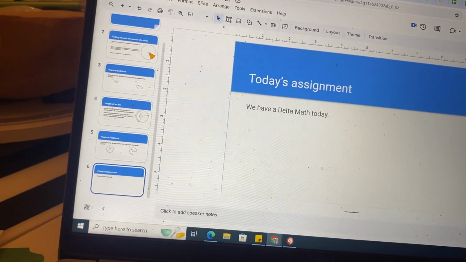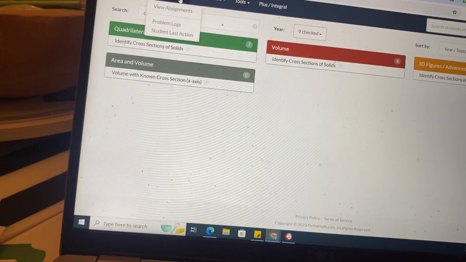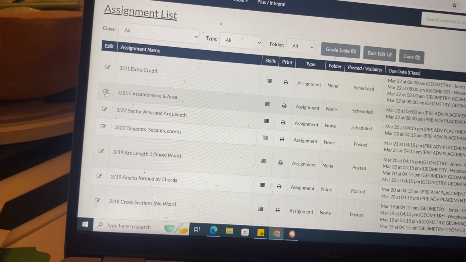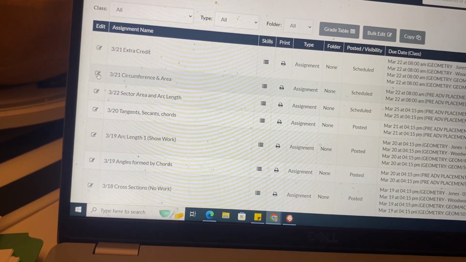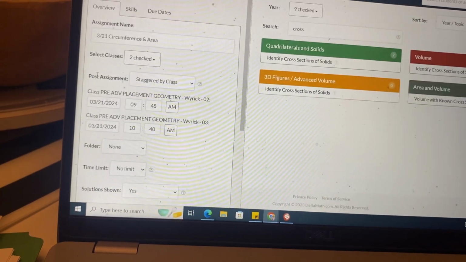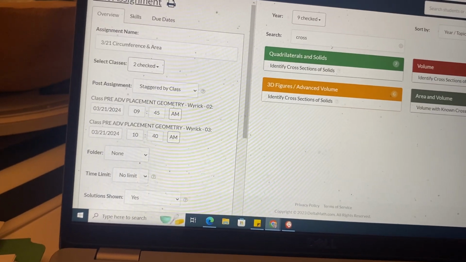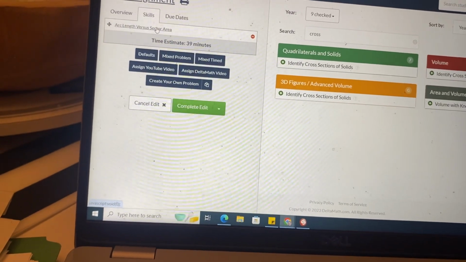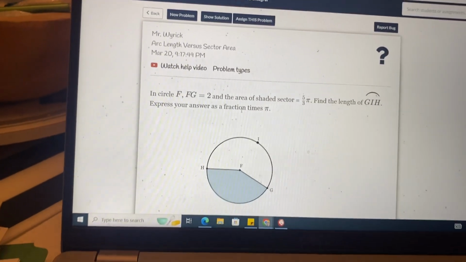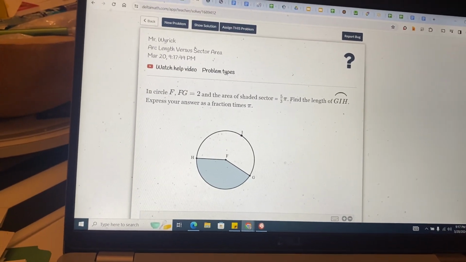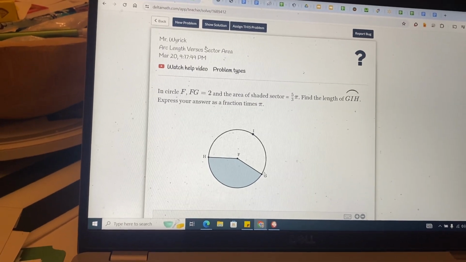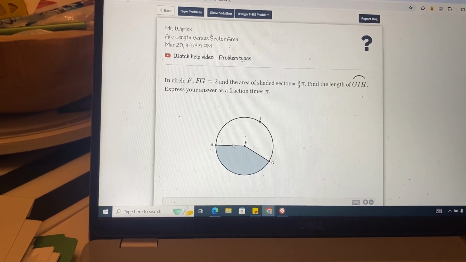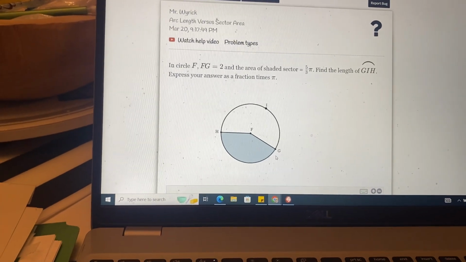Your assignment is in Delta Math. I just want to show you real fast. Let's edit the assignment. It's 3.21, circumference and area. Oh, not circumference and area from 3.21. Let's go back. This is the 3.22, sector area and arc length. When we look at the skills, it's just arc length versus sector area. There's only 10 of these, but it gives you the area and then asks you to find the length of the arc.